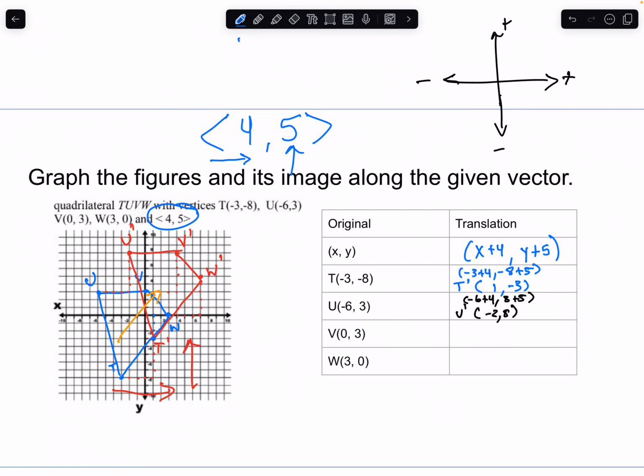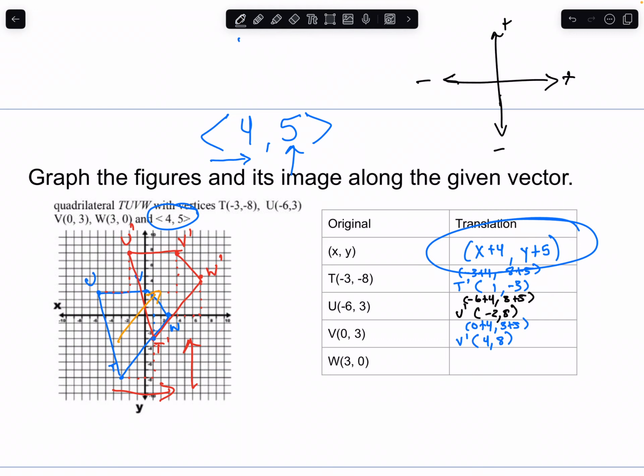For v, I'm going to do 0 plus 4 and 3 plus 5. This remains unchanged, right? The vector movement will be true for every single point. So for v prime, we land at 4, 8. And you can verify these points on the graph.